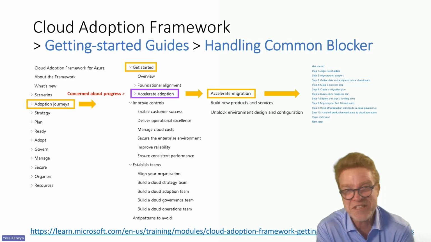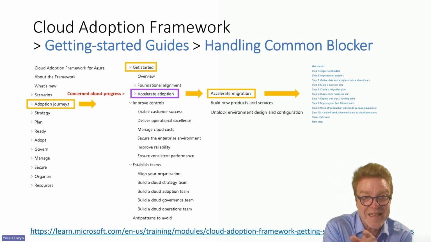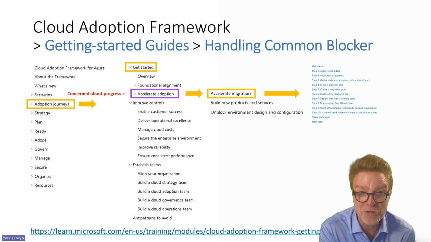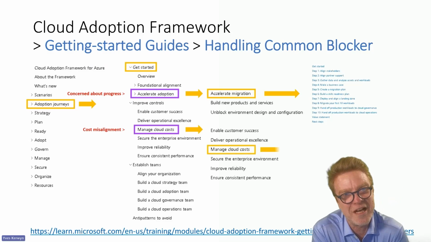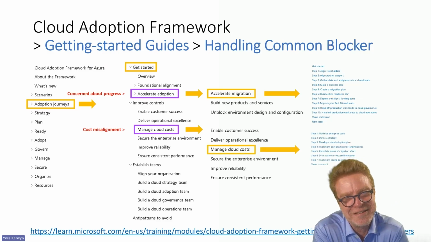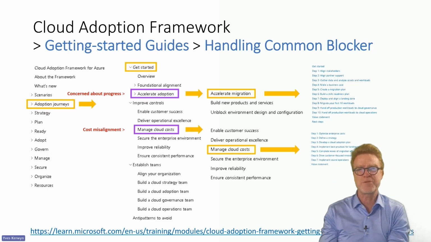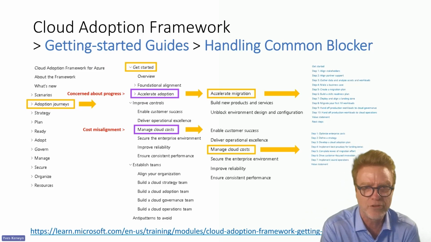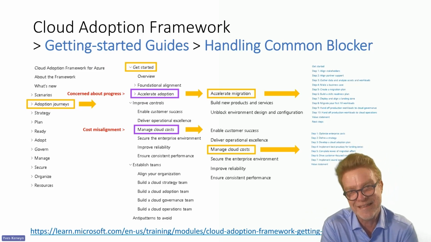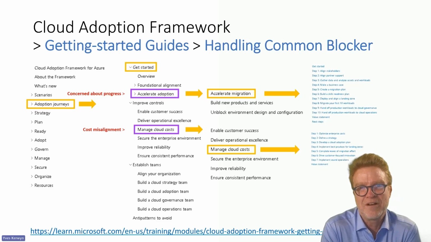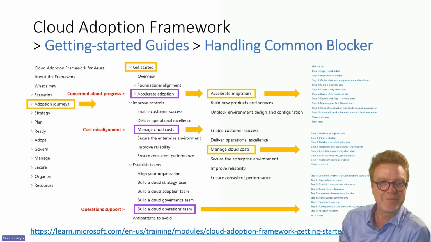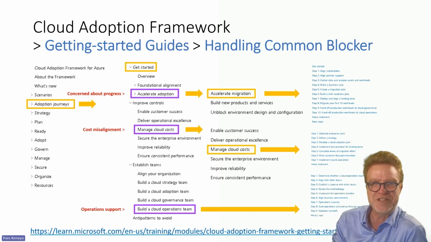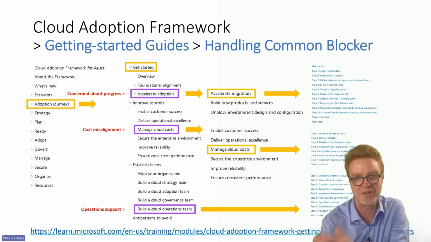Make a business case. It's still not too late. You accelerate migration. You might already have sold it, but no, accelerate it. Cost misalignment, a typical thing. You did the deployment and the manager said, wow, this is more costly than you said. I don't like it. Yes, it tells you then how to fix these things. Operational support, again, build a cloud operations team. That's something that is valid for all of us. And also the customer, a checklist.